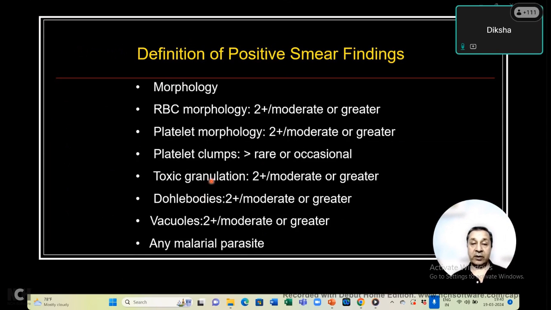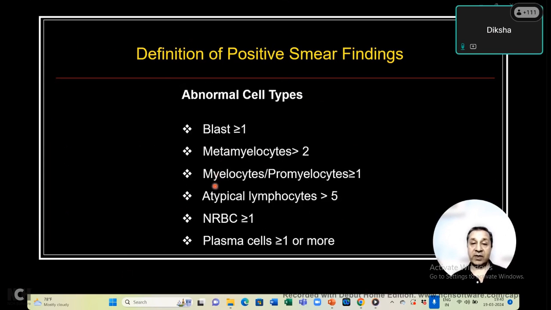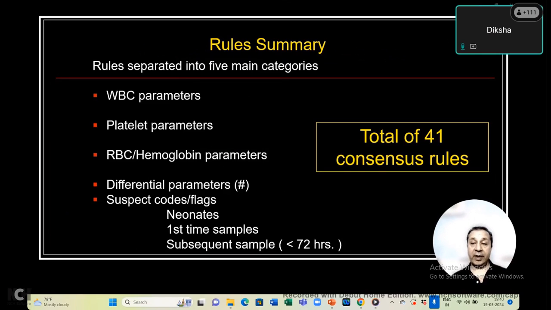And definitive positive smear findings include the morphological findings of RBCs, the platelets, toxic changes, donor bodies, or any malarial parasite. And of course, the abnormal cell types like blasts, promyelocytes, myelocytes, etc. And out of all the parameters, the rules finally were within these five categories. You got the WBC parameter rules, the platelet parameter rules, RBC hemoglobin parameter, differential parameters, and of course the suspect codes and flags, including the neonates and the first time samples, which were looked into.